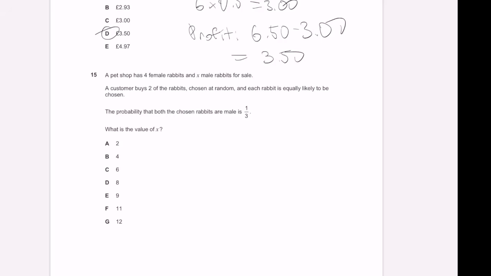Okay, so a pet shop has 4 female rabbits and X male rabbits. So that's going to be a total of X plus 4. We can say that the probability of the first one being chosen to be male is just going to be X over X plus 4. Then we're going to multiply this by the probability of the second event, which is going to be 1 less left, so X minus 1 divided by X plus 3, and that overall probability is going to be equal to 1/3. We've just multiplied the probabilities of the 2 events.